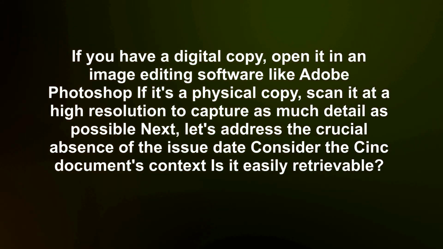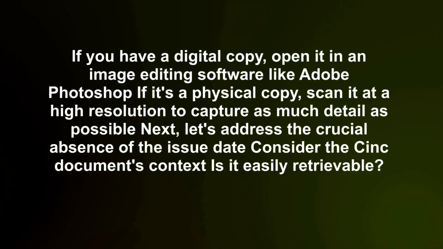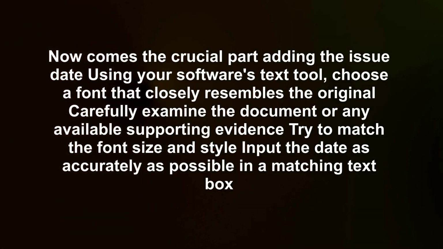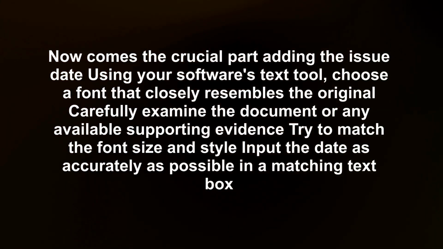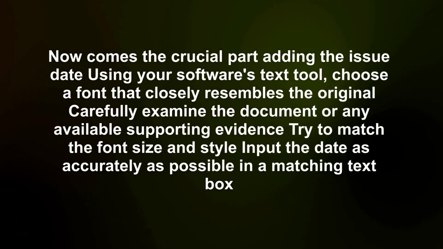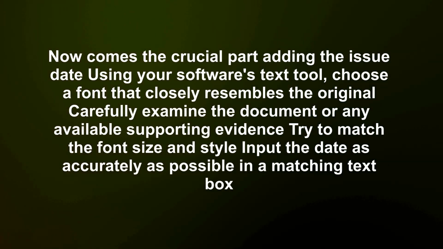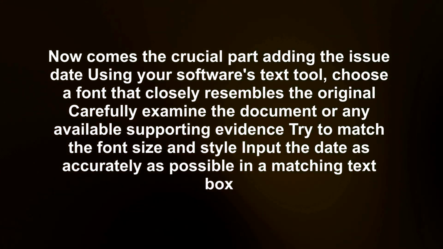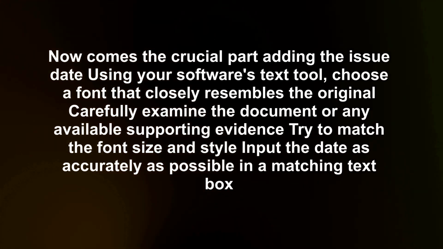Next, let's address the crucial absence of the issue date. Consider the CINC document's context. Is it easily retrievable? Now comes the crucial part, adding the issue date using your software's text tool. Choose a font that closely resembles the original. Carefully examine the document or any available supporting evidence. Try to match the font size and style. Input the date as accurately as possible in a matching text box.